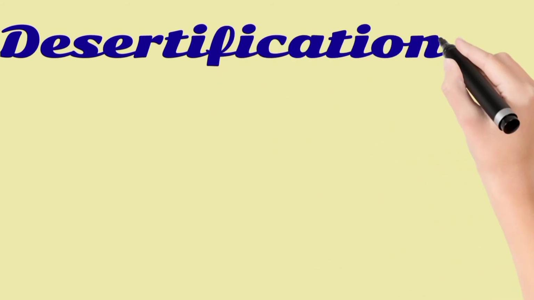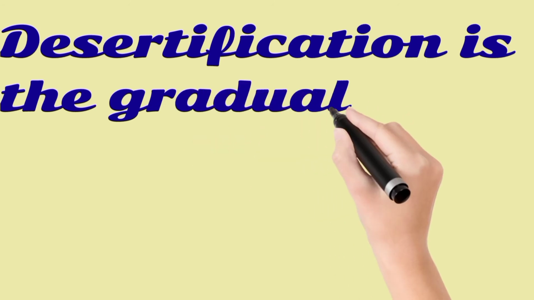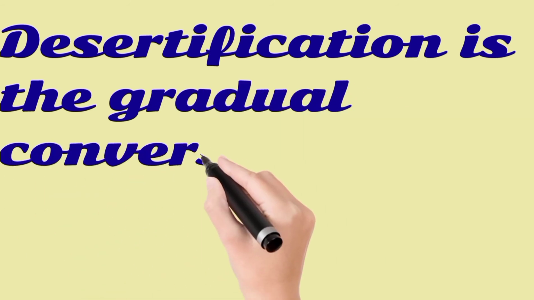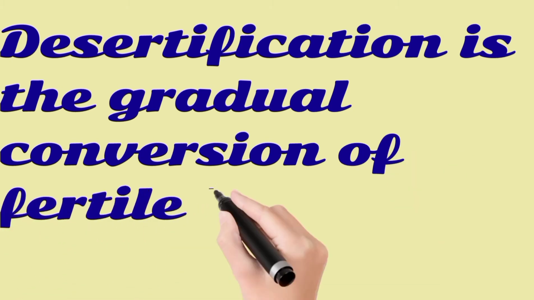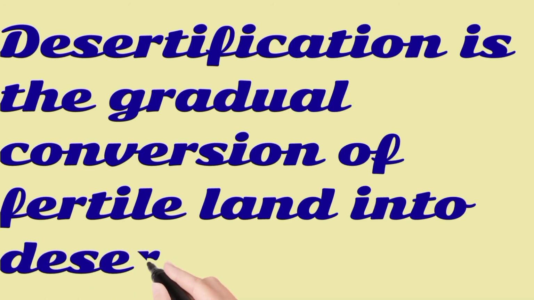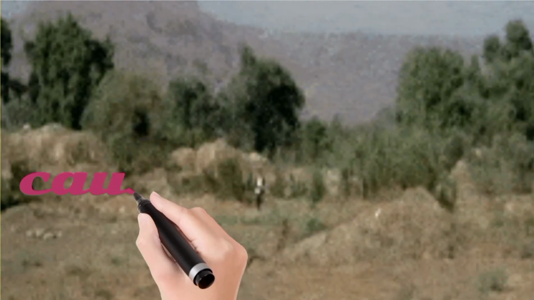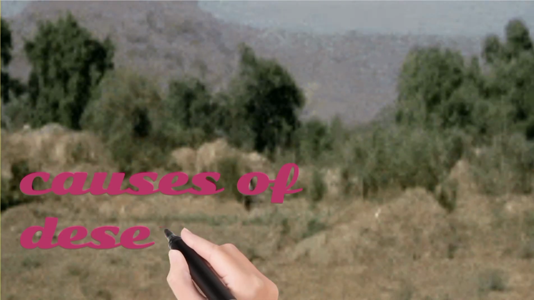Desertification simply means the gradual conversion of a fertile land into a desert. So when a fertile land gradually turns into a desert where there is no vegetation, they will say the land is passing through desertification. So let's quickly look at the causes of desertification.